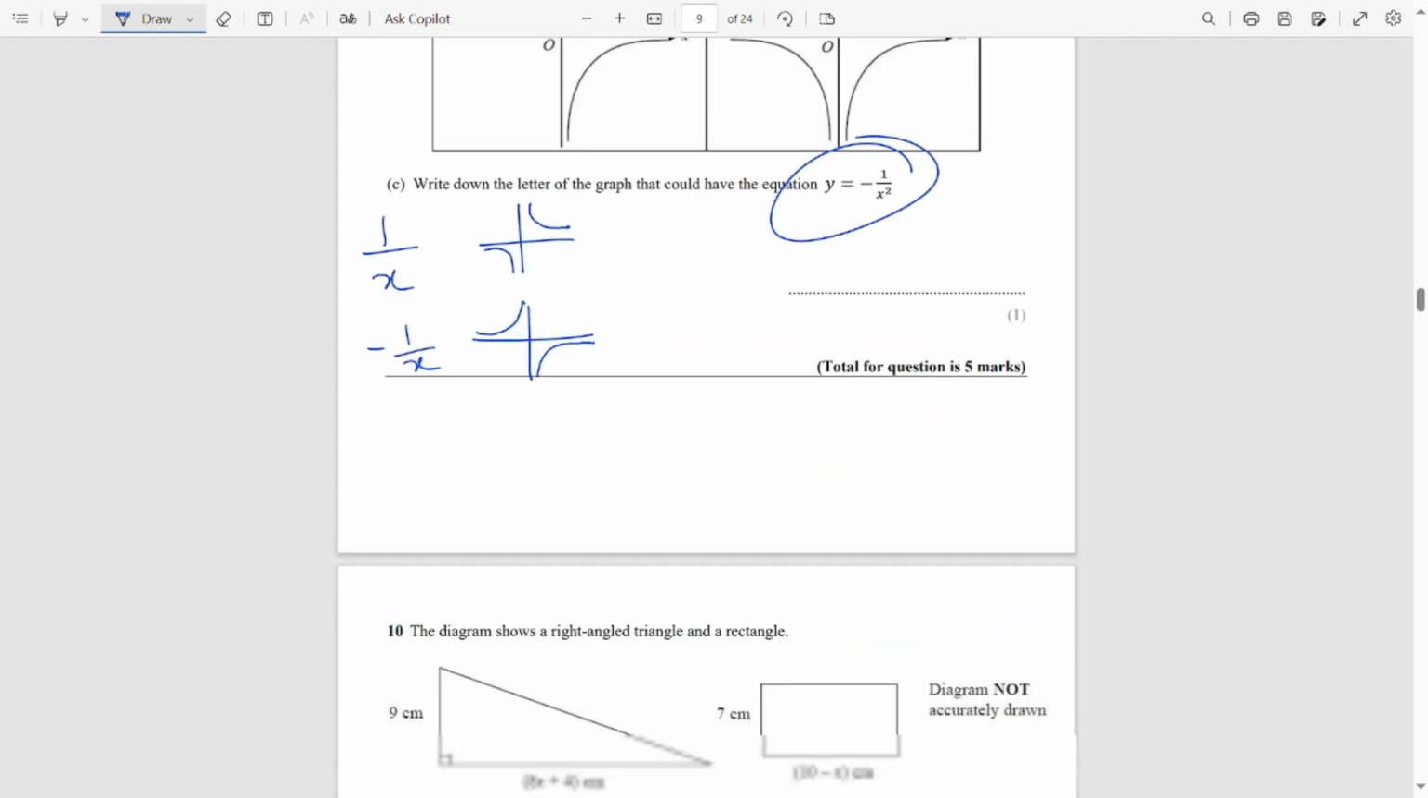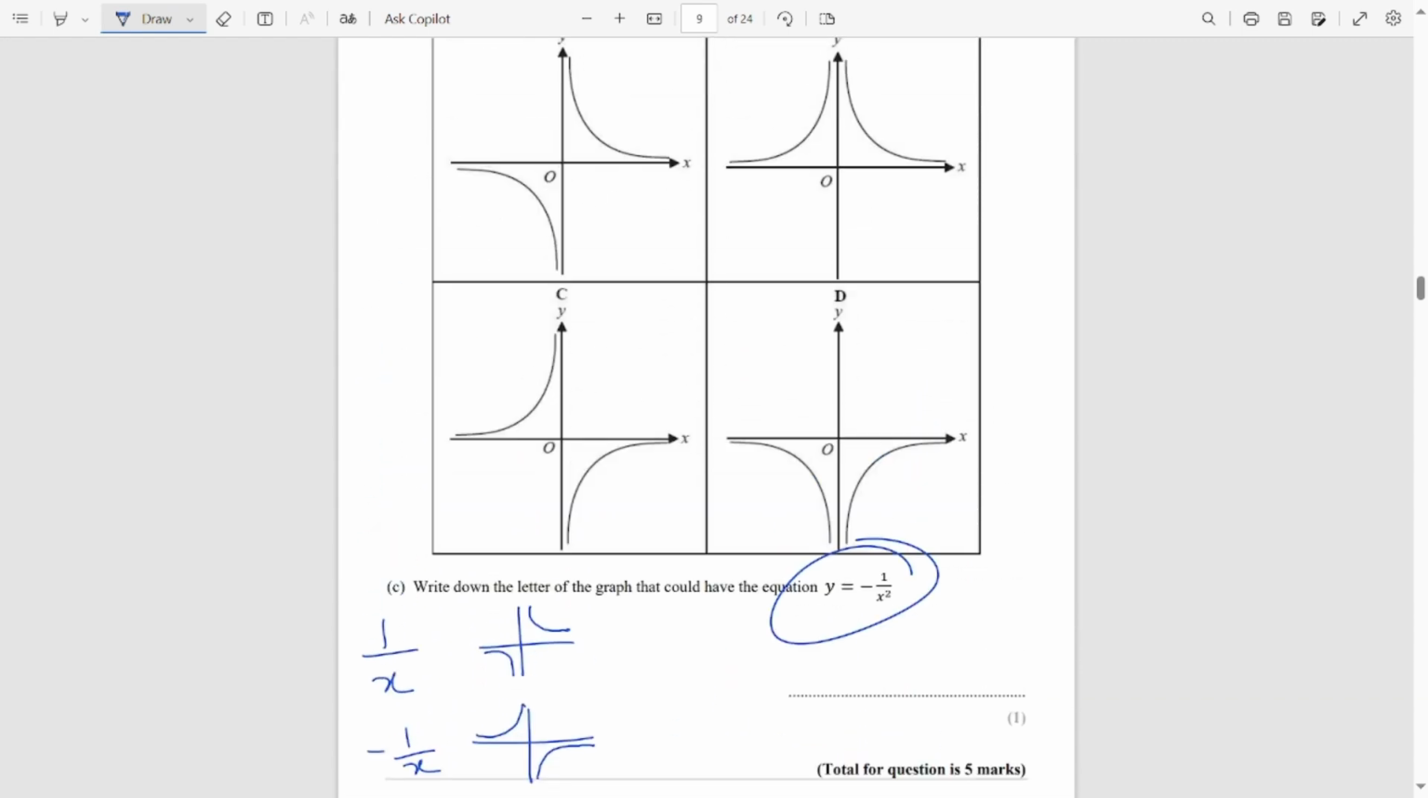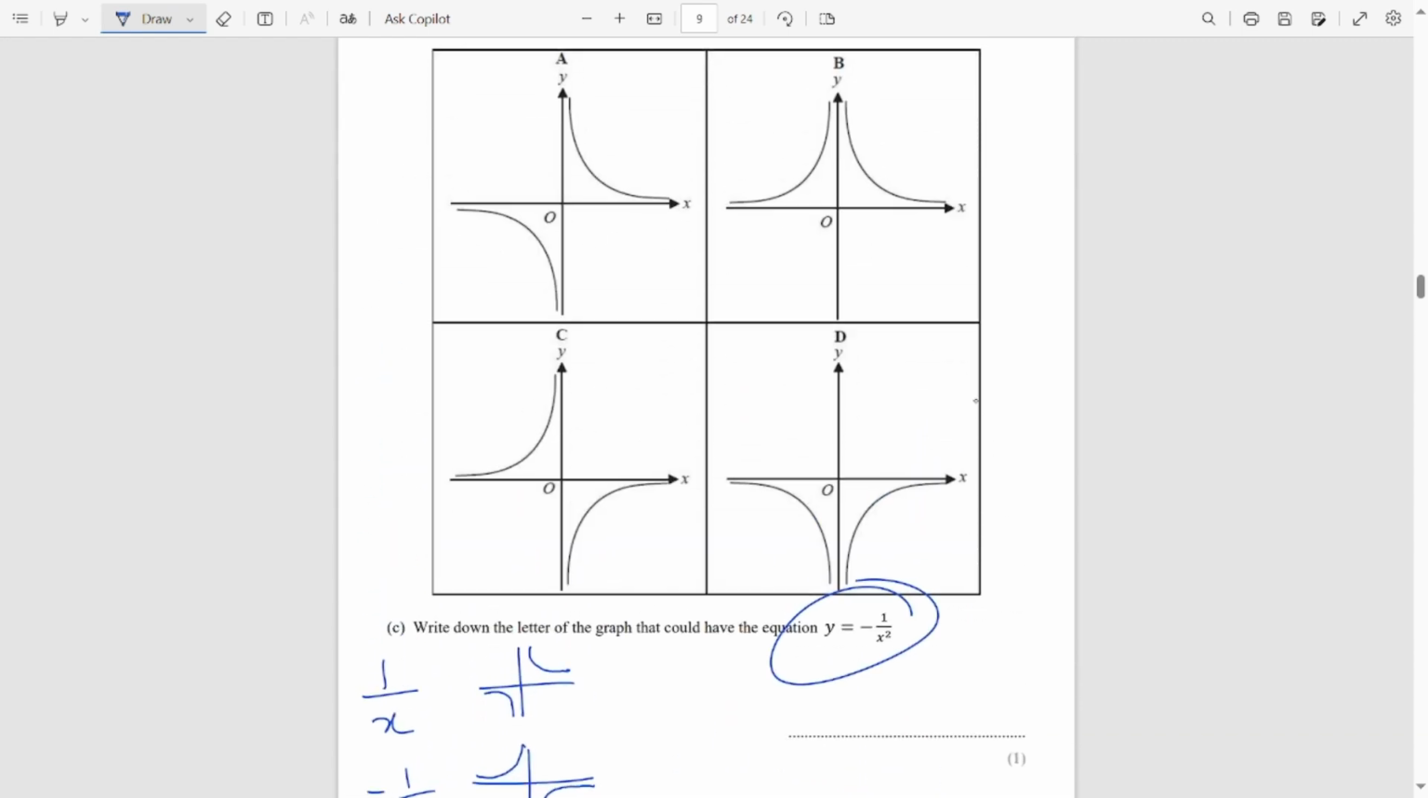And then you have the x squareds. Sorry, not -1. If you have 1 over x squared, that should be always positive, like that and like that. And then if you have -1 over x squared, these should be always negative, so like this and like this. And so we are asked for -1 over x squared, so I'm looking for that last type. Where do I see that? That is this one here, D.